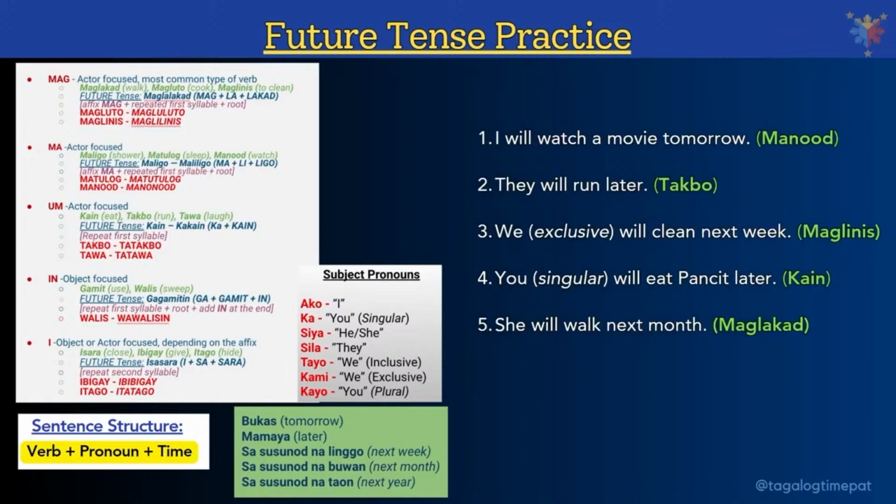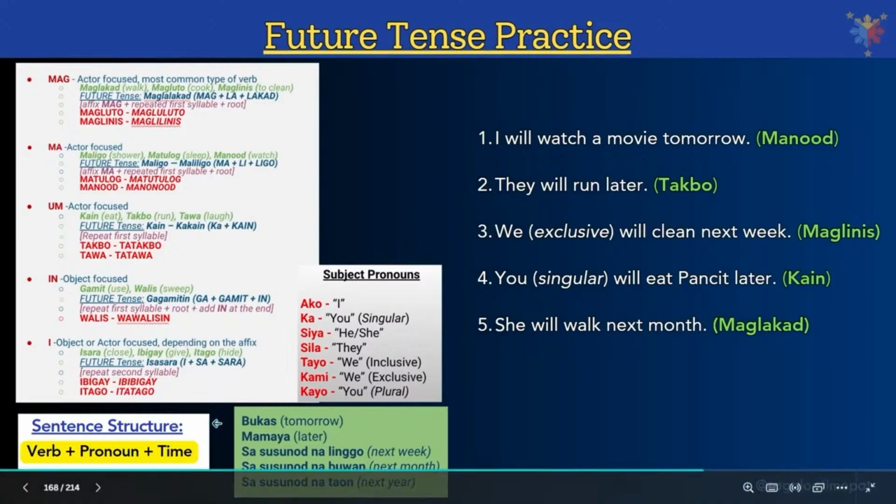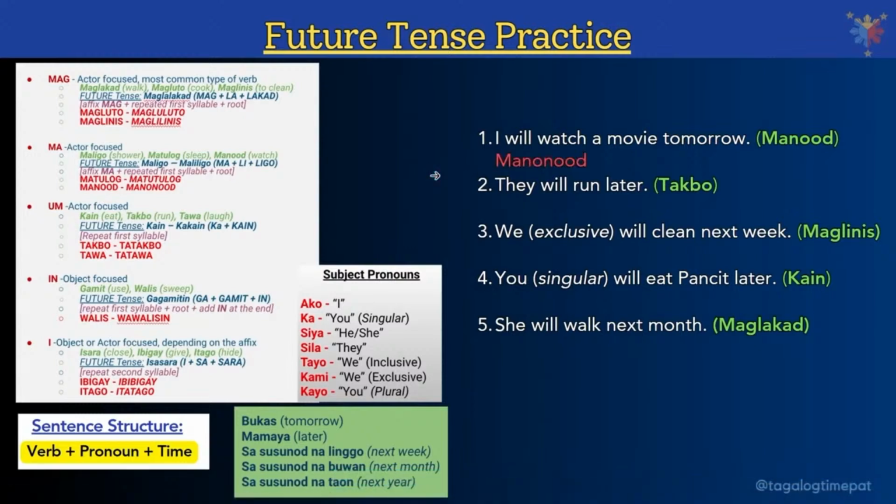I will watch a movie tomorrow. Manood means to watch. So again, let's take a look at our sentence structure. It should be verb plus pronoun plus time. Manonood is the future tense conjugation of manood. Ako means I. Ng sine. Bukas means tomorrow. Manonood ako ng sine bukas. I will watch a movie tomorrow.